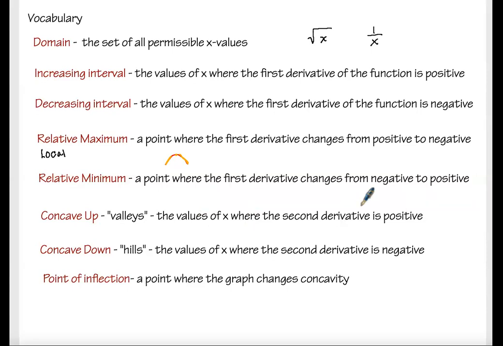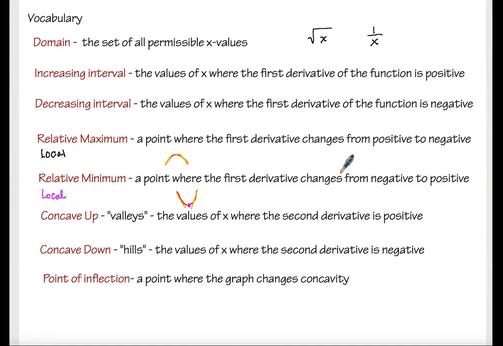In the same manner, you have a relative minimum if the first derivative changes from negative to positive. So from negative to positive. So in this particular portion of the graph, the slope is negative. First derivative is negative. And here the first derivative is positive. So that point, that is our relative minimum or local minimum, meaning it's a lower point in the graph.